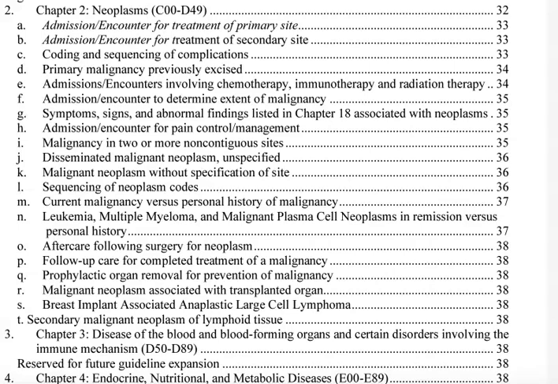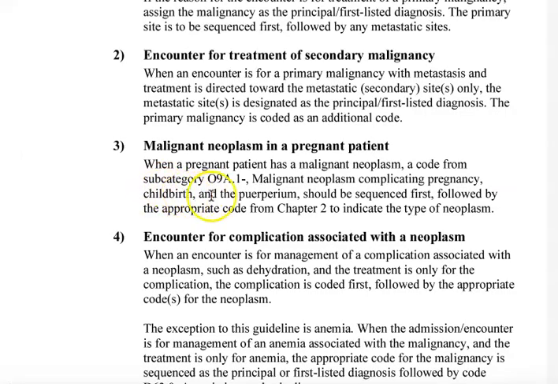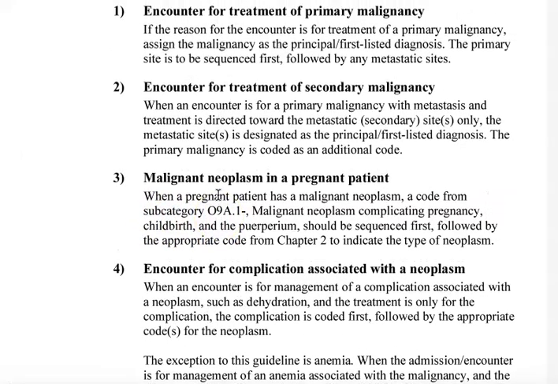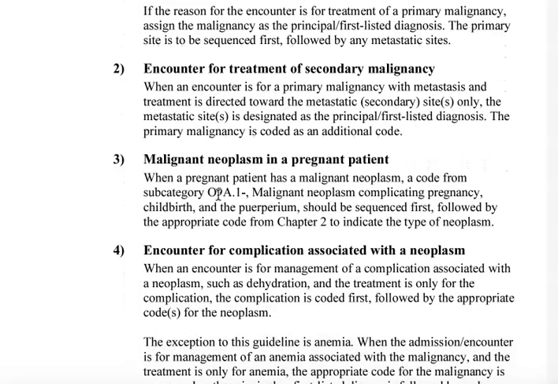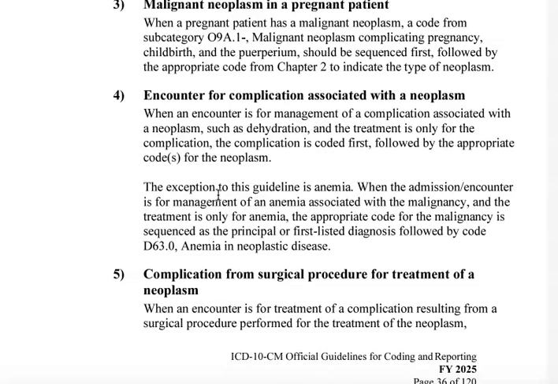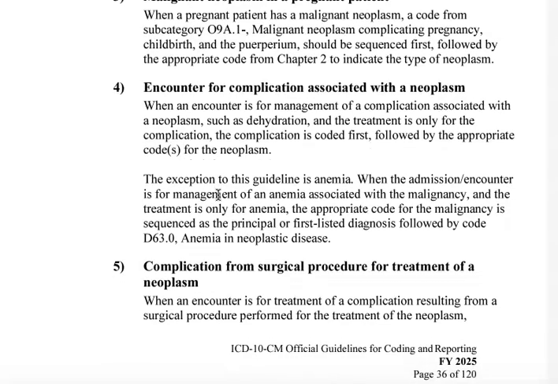All right, so look at the table of contents and see, okay, where do I go here? And if you don't know, you just go over to the guidelines, like to the actual words. So you got a couple of options. You got sequencing, neoplasm codes, right? So let's just see if we can find something. Primary malignancy, secondary malignancy, pregnant patient, complication.